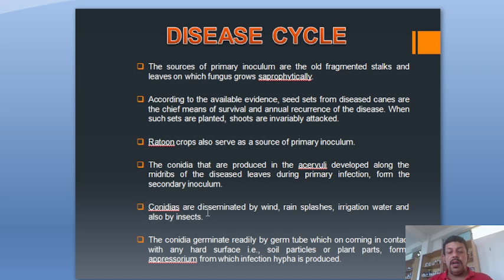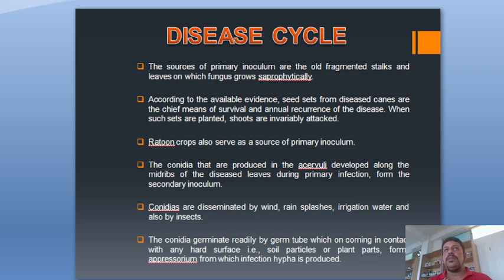Some conidia are disseminated by winds, irrigation water, like that. The conidia actually germinate by a germ tube, which on coming in contact with any hard substances, soil particles or plant parts, forms an appressorium from which the infection hypha is produced. We know the appressorium is the main target area from where the germ tube develops, after which the fungus infects the whole plant.